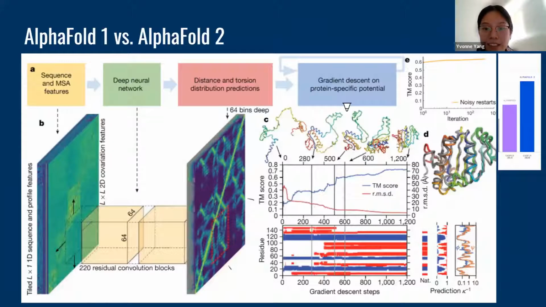Yeah, and then, oh, this is just an extra point about their architecture in 2018 versus 2020. The main difference was in 2018 they used ResNets, and then they used gradient descent to iteratively improve upon their prediction. There's actually a very cool video showing how they went from this to this just during gradient descent.